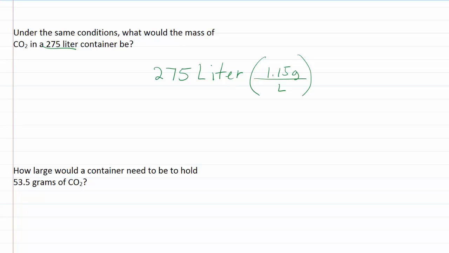Now, hopefully you recognize this unit analysis idea where we divide out the liters and the units of our answer will be in grams. And so the answer here is 316 grams. And that would be grams of CO2 in that 275 liter container. Okay, so using density as a conversion factor.